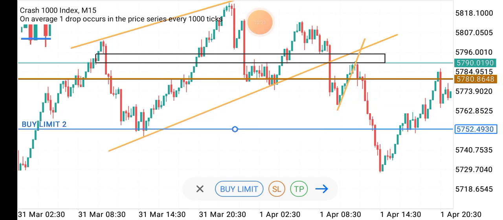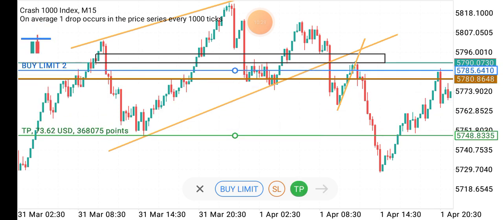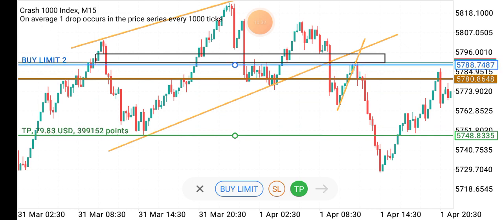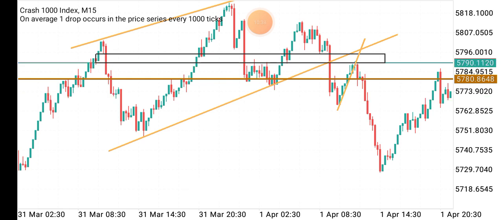Then my second take profit should be here, this particular level, and that is massive money, guys. That's massive money. Let me just check. That's $79, and the first one will be around this $41. You see, it's the same thing, guys. Just take note of these things, and it works. It pays a lot, you know.